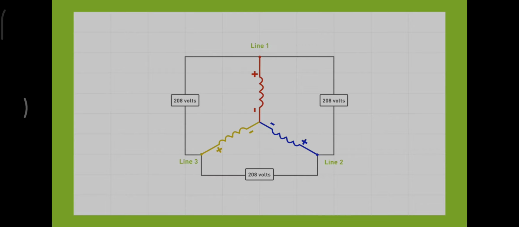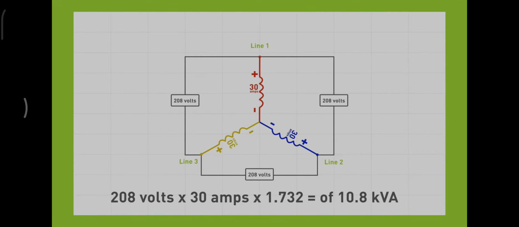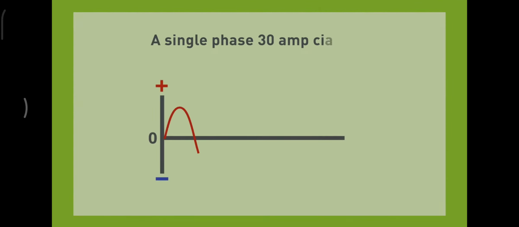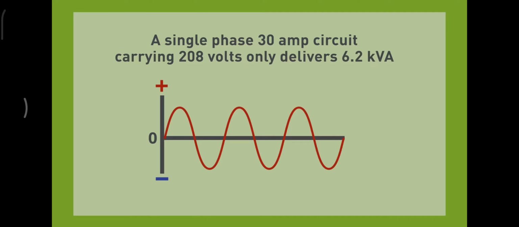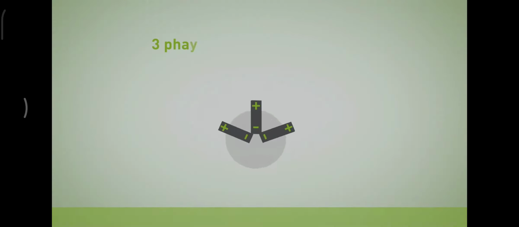If the wire is capable of delivering 30 amps, then the power that's being delivered is 208 volts times 30 amps times 1.732 for total power available of 10.8 kilovolt amps. In comparison, for a single-phase 30-amp circuit carrying 208 volts, you will only get 6.2 kilovolt amps. Basically, three-phase delivers more power.